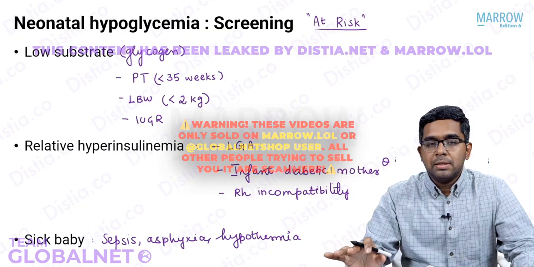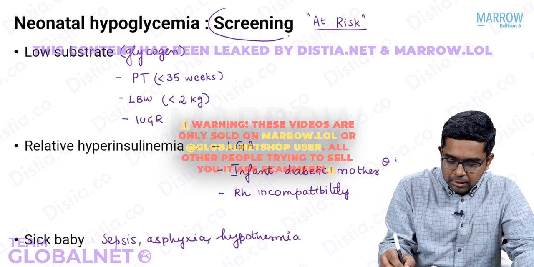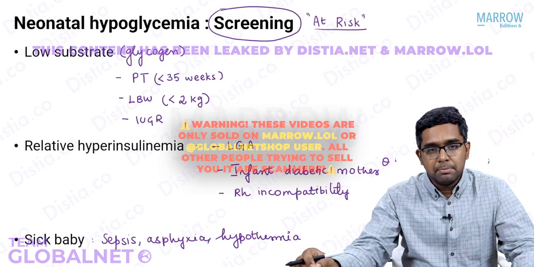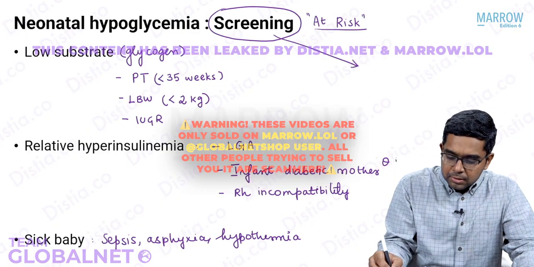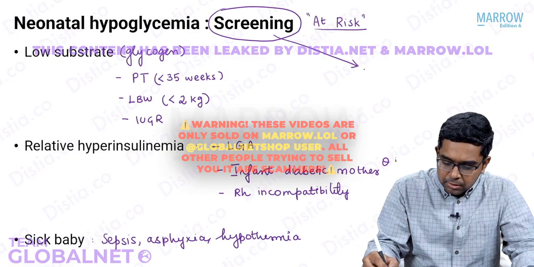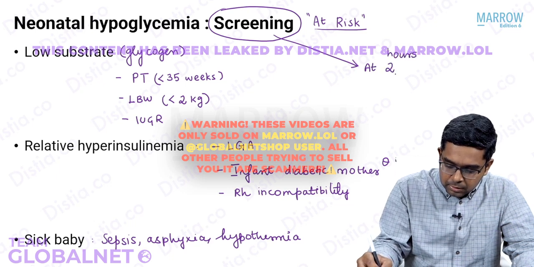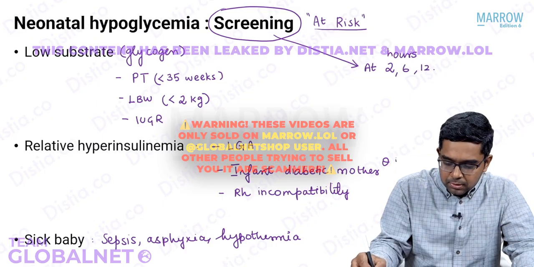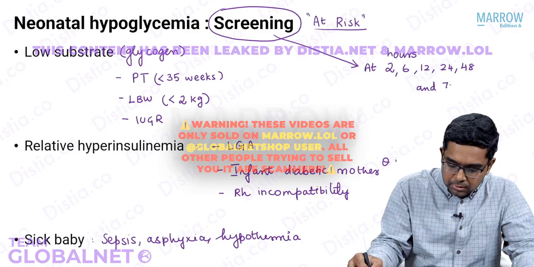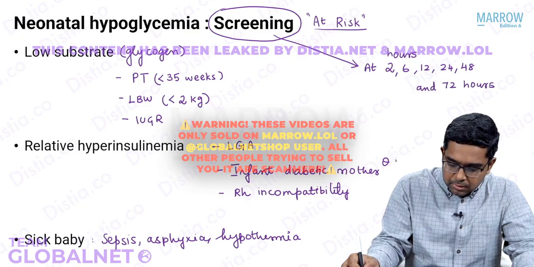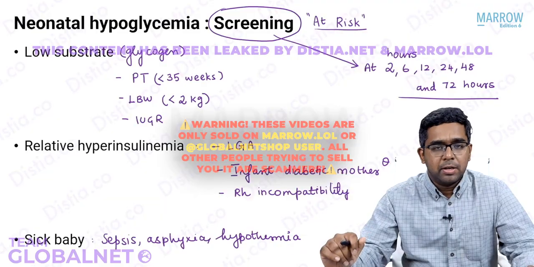You should also know about the schedule of screening the babies for hypoglycemia. Screening is generally done by a heel prick sample, and the testing is dipstick testing. When to screen is the next thing to be remembered. Screening is usually done at 2 hours after birth, 6 hours, 12 hours, 24 hours, 48 hours, and 72 hours after birth. This is the screening schedule for at-risk babies for hypoglycemia.